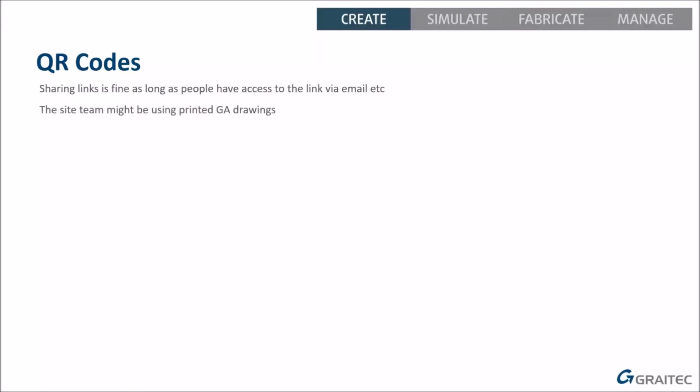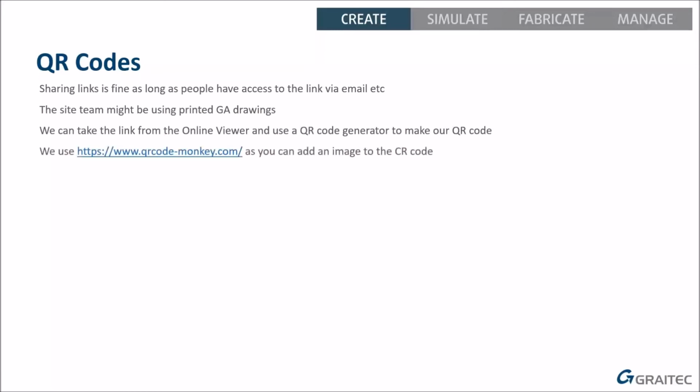So like I said, the site team might be using printed GA drawings. So what we can do is take the link from the online viewer and use a QR code generator to make our QR code. At Graitec, we use qrcodemonkey.com, because you can actually add an image into that QR code, and then we can attach it to the DWG.